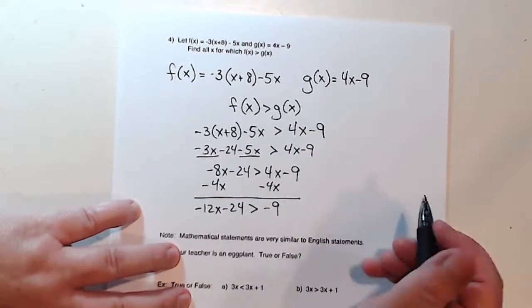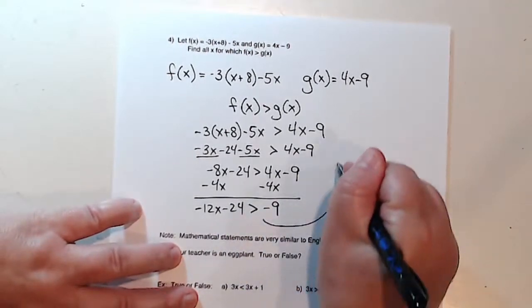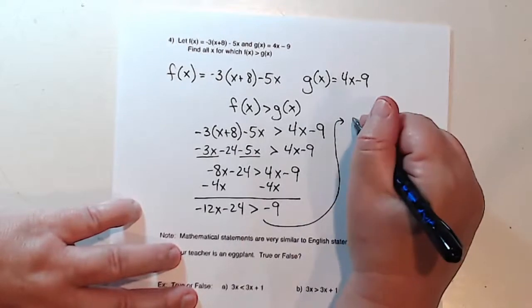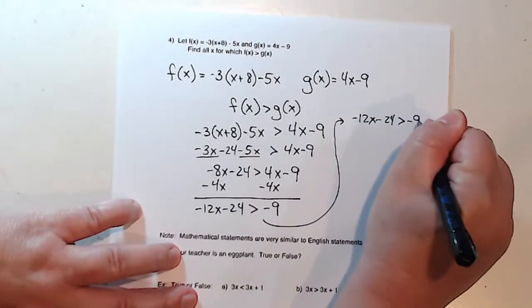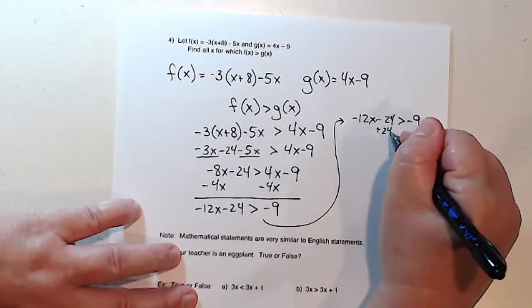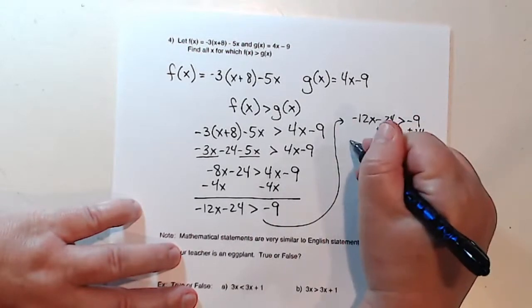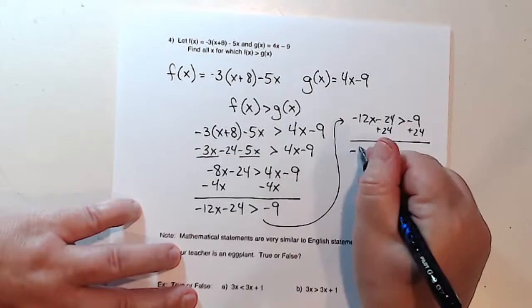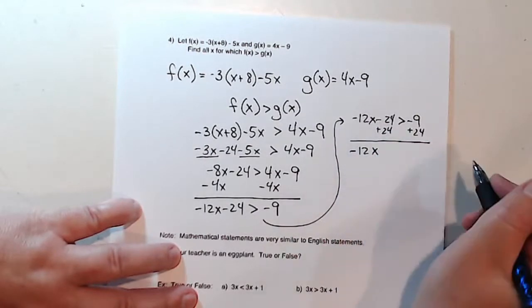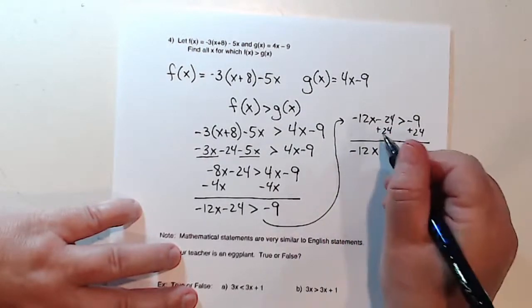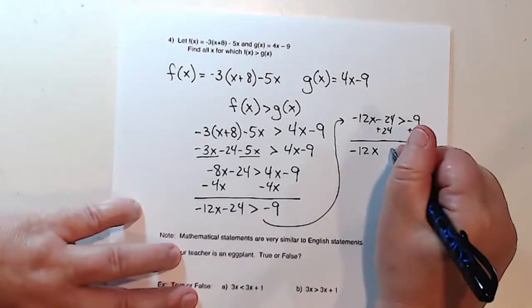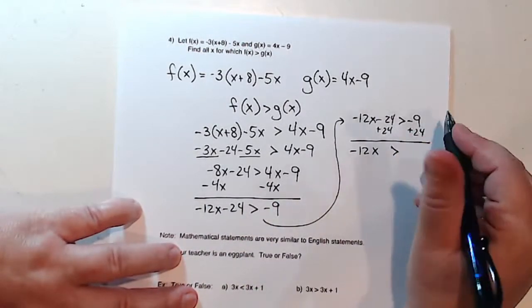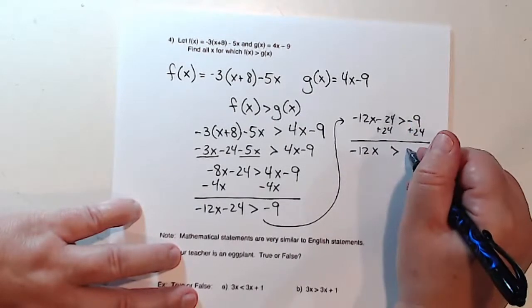So far, so good? Okay, let's see if I can squeak out a little bit of space over here because I did not plan this as well as I had hoped. I'm going to add 24 to both sides. Now, when I add to both sides or subtract from both sides, no big deal. The inequality does not change. -9 plus 24, I think is 15.